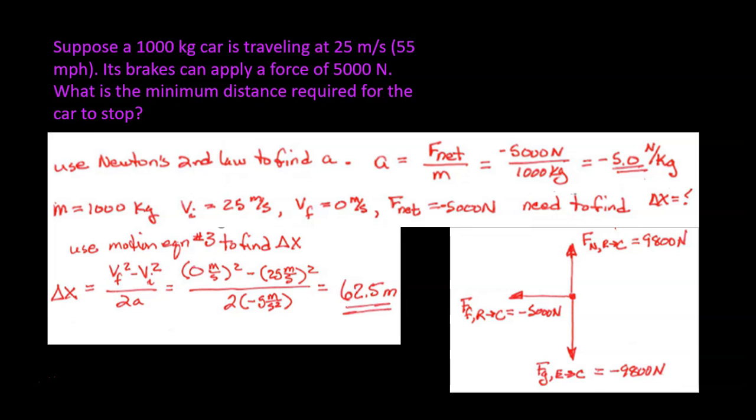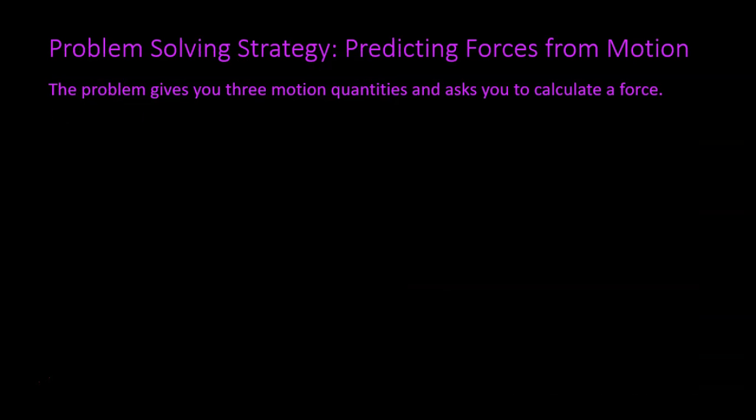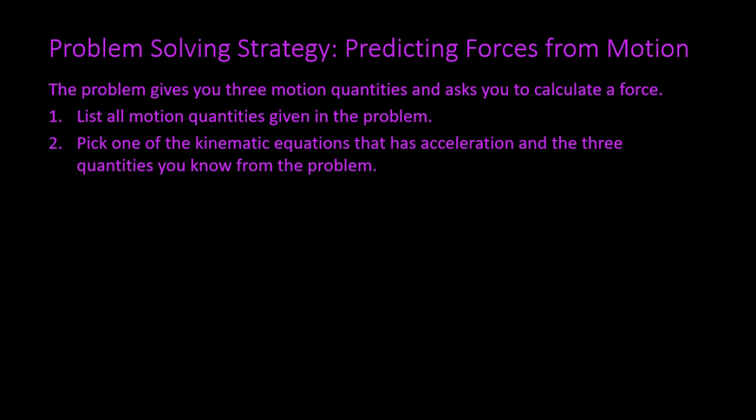Let's look at our second type of problem. I call this predicting forces from motion. In this problem, you're given three motion quantities and you're asked to calculate a force. So here's the strategy for this. First, list all motion quantities given in the problem. Next, pick one of the kinematic equations that has acceleration and the three quantities you know from the problem. Next, rearrange the equation to solve for acceleration.